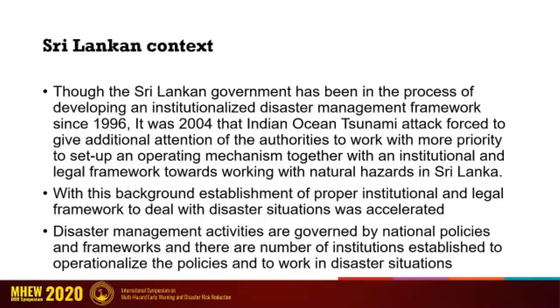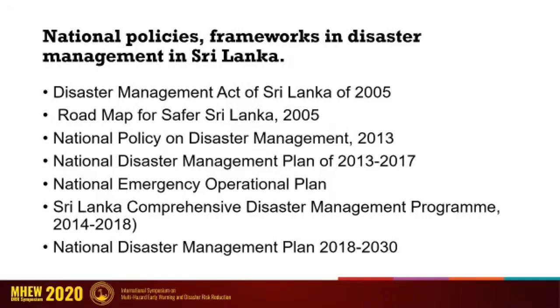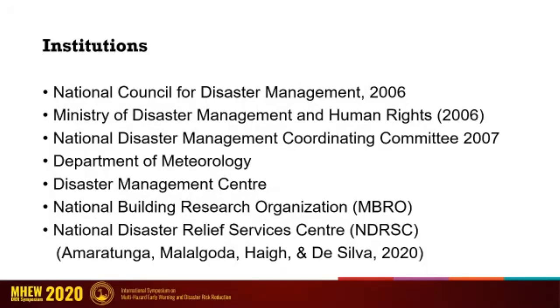When we discuss the Sri Lankan context, the Sri Lankan government has been in the process of developing an institutionalized disaster management framework since 1996. It was the 2004 Indian Ocean tsunami that forced the authorities to give additional attention and work with more priority to set up an operating mechanism together with an institutional and legal framework to deal with the hazard situation in Sri Lanka. These are the policies and frameworks that were introduced in Sri Lanka, and these are the institutions. Apart from these institutions, there are a lot of ministries and ground level organizations involved in the disaster governance process.